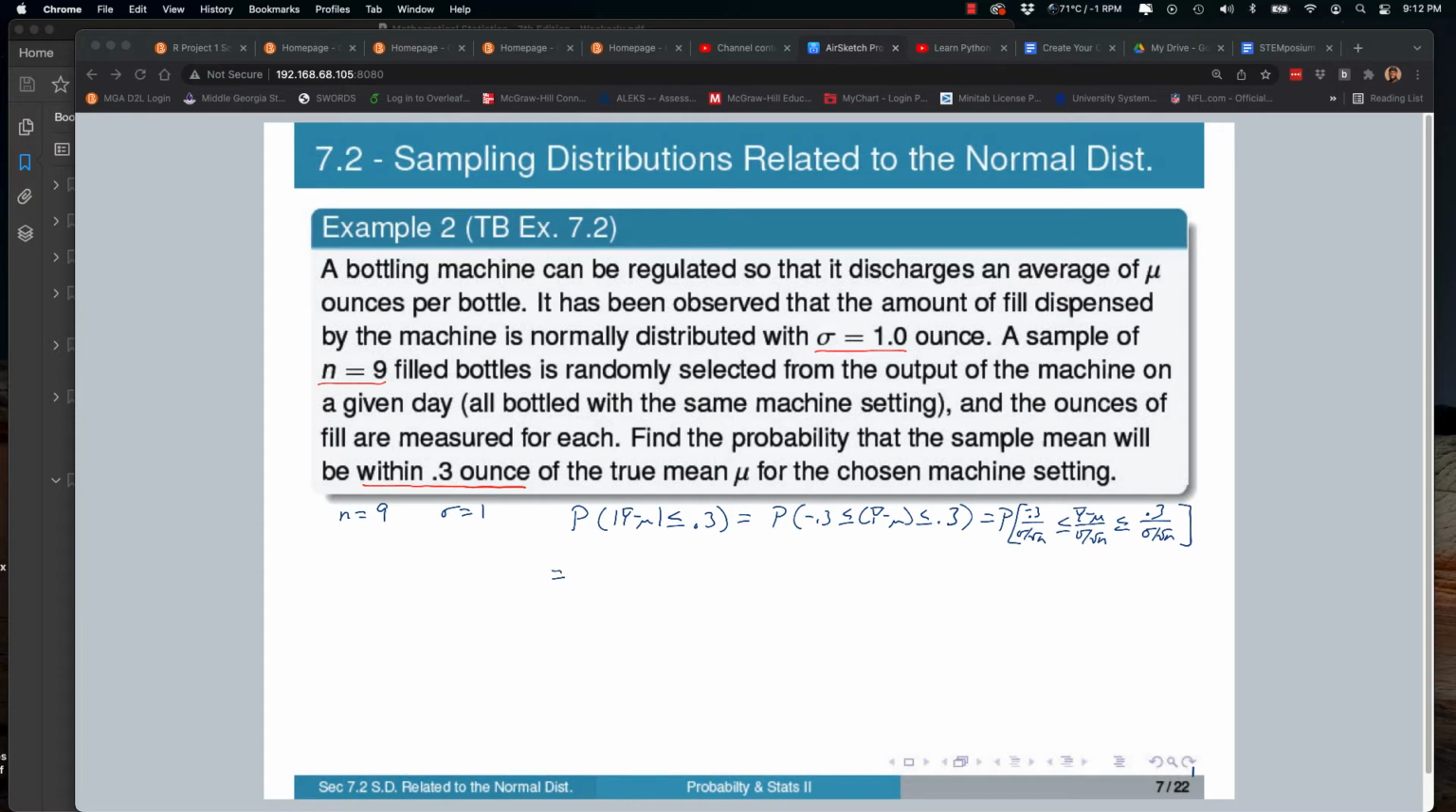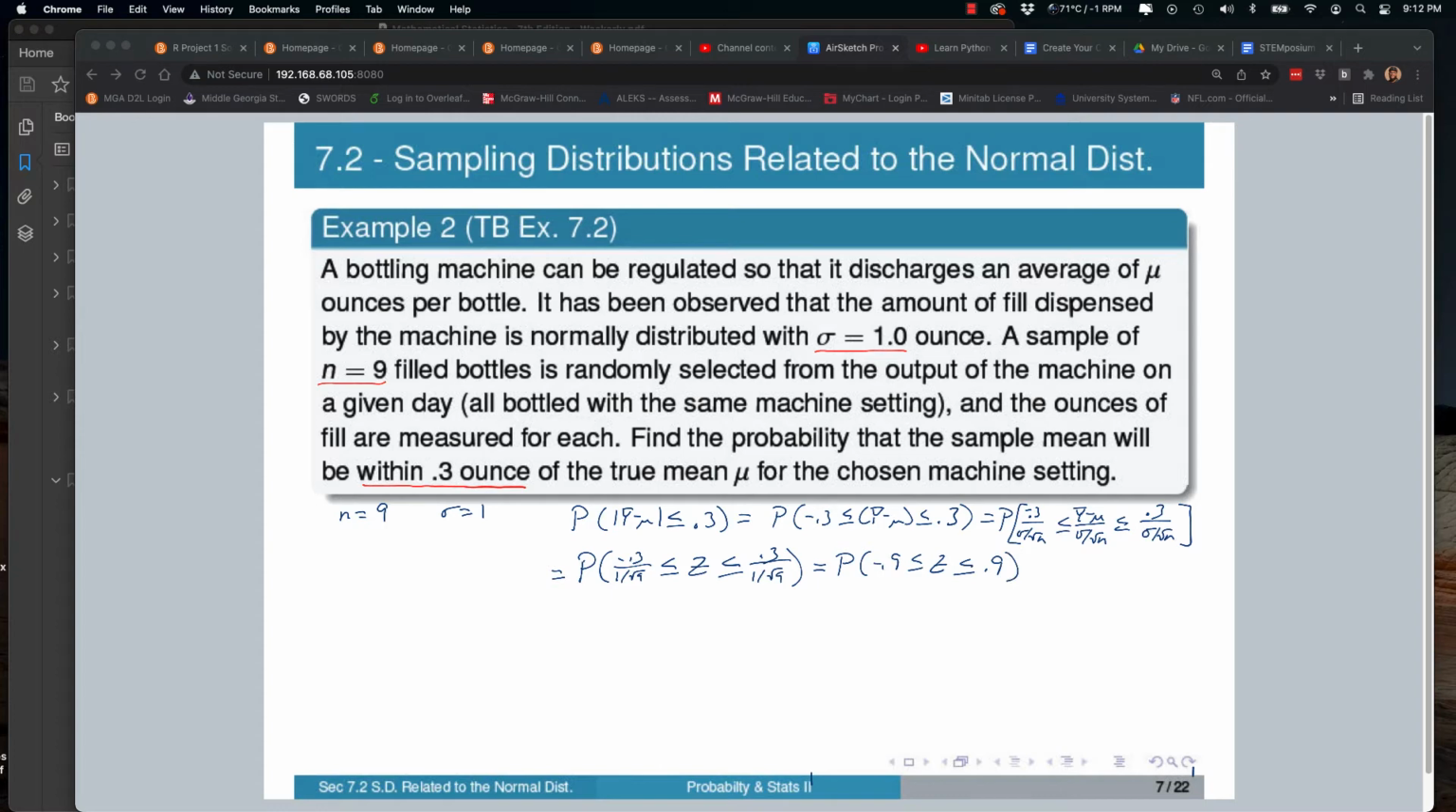This thing equals, if we plug in the values we have for n and sigma, and we do it everywhere but in the center. The center is just going to become Z. So we end up getting P of negative 0.3 over 1 divided by the square root of 9, less than or equal to Z, less than or equal to 0.3 over 1 divided by the square root of 9. And that all simplifies to the probability of negative 0.9 less than or equal to Z less than or equal to positive 0.9. And we need to figure out what that equals.